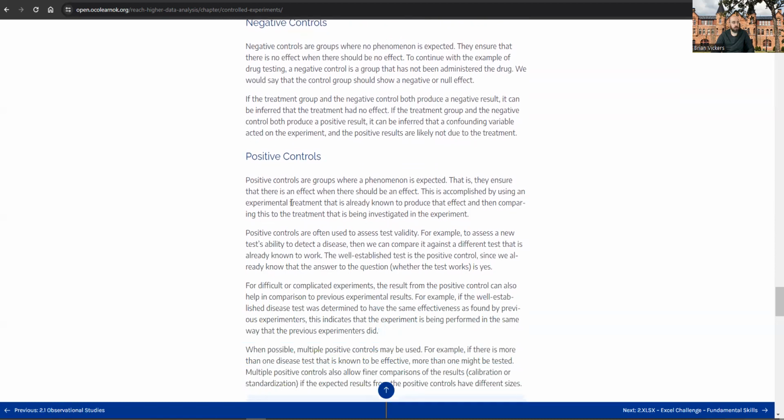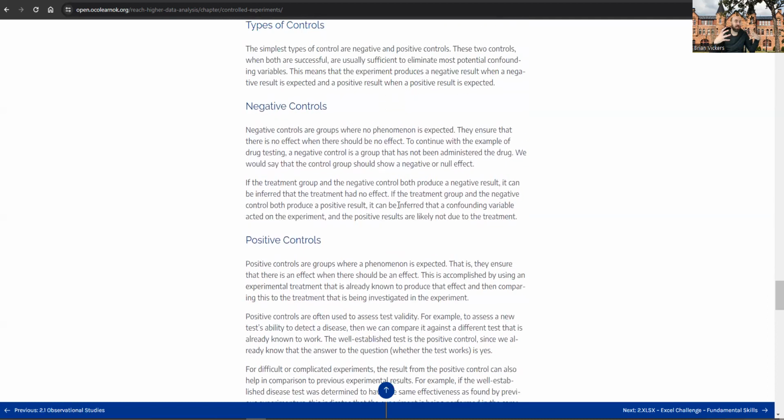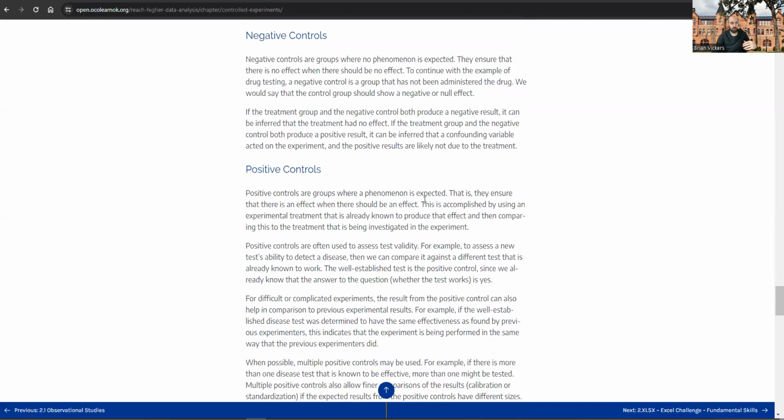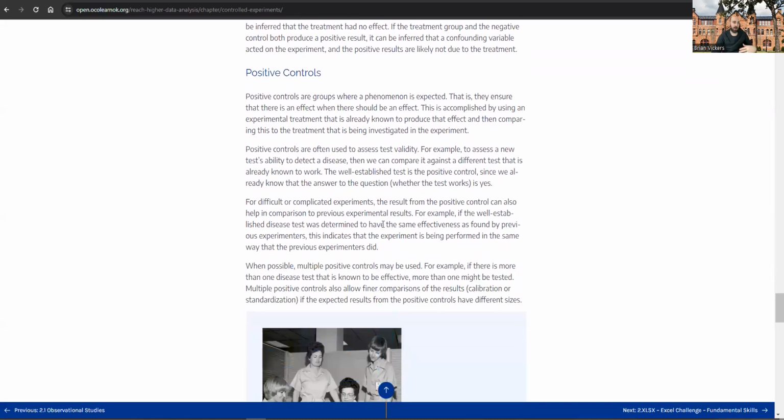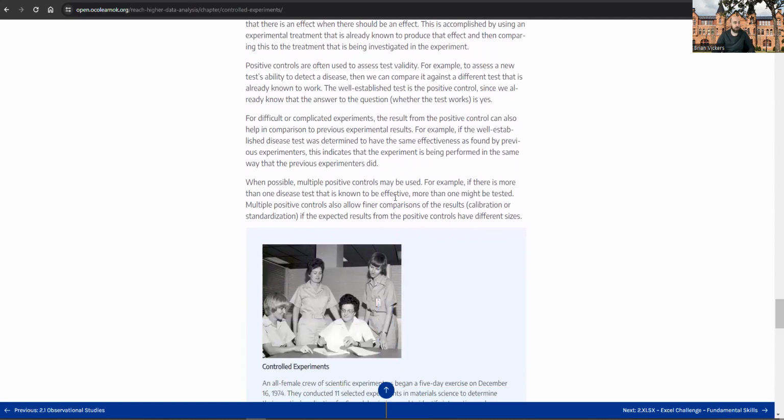Positive controls, you're looking for a positive effect of some kind, an effect when there should be an effect, right? The effect doesn't have to be negative. When we think of negative, we think of bad or harmful, but negative would mean no effect. So we expect no effect, we did have an effect, so something else is influencing it. With positive, we're expecting an effect to happen, and there is an effect versus not having an effect. We can draw conclusions from that.